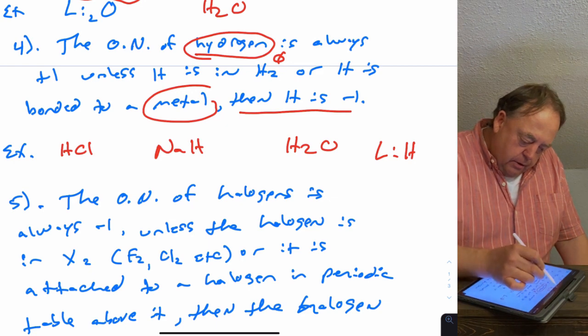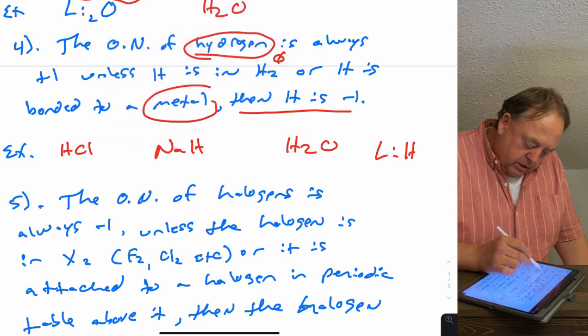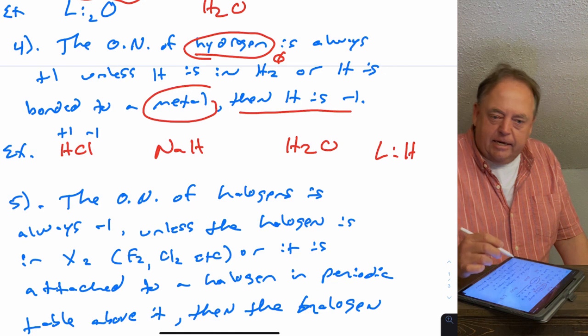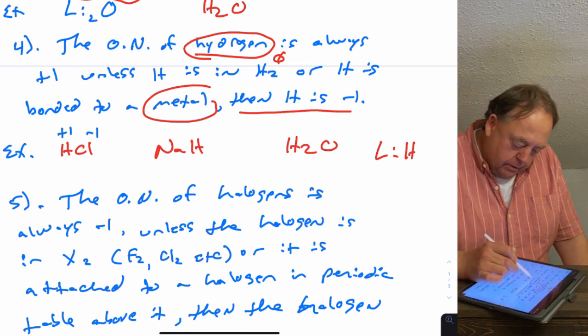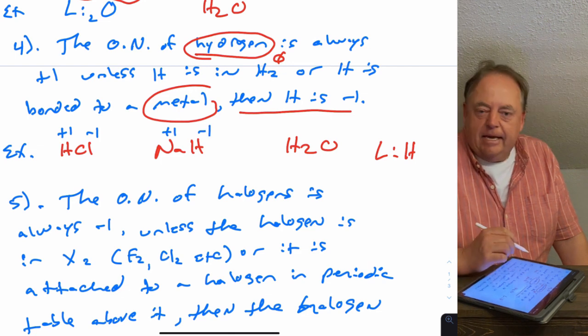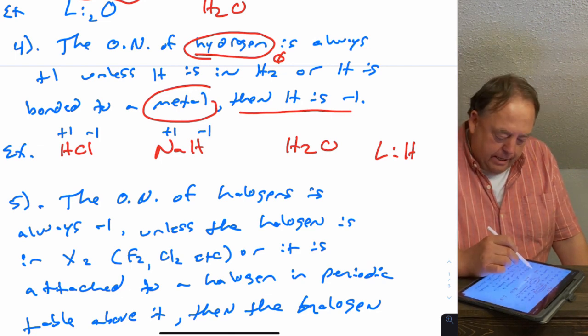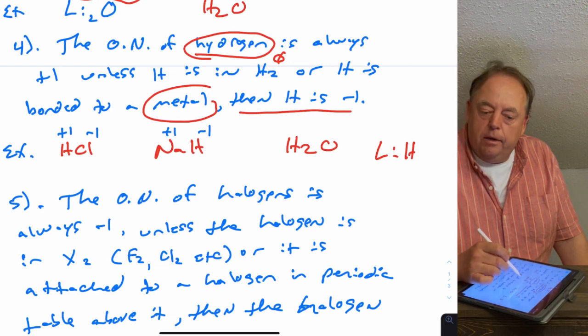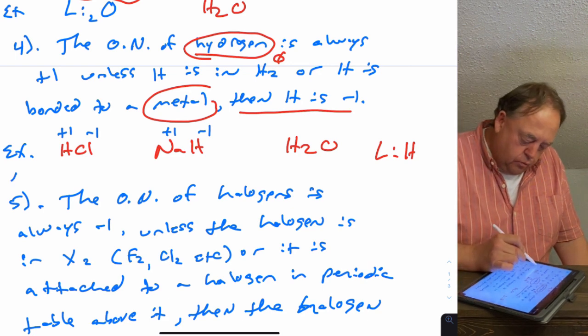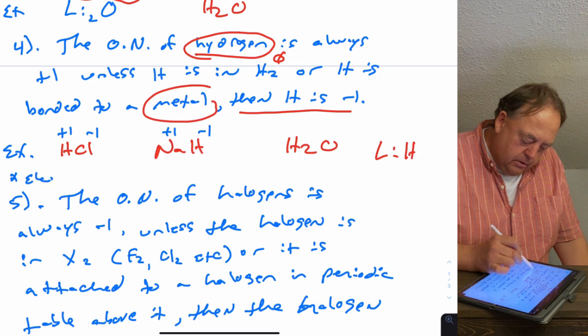In HCl, hydrogen is +1 and Cl is -1. But if it's NaH, then sodium is +1 and in this case hydrogen is -1. So in HCl hydrogen is +1, but in NaH, hydrogen is -1. And this relates to electronegativity.